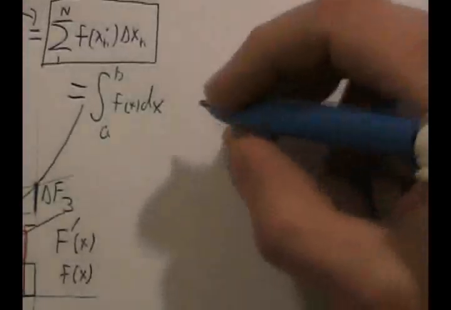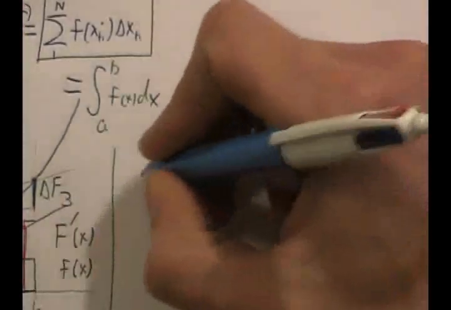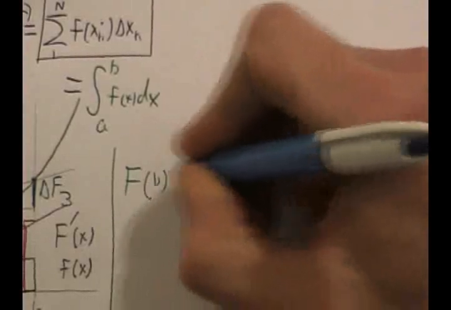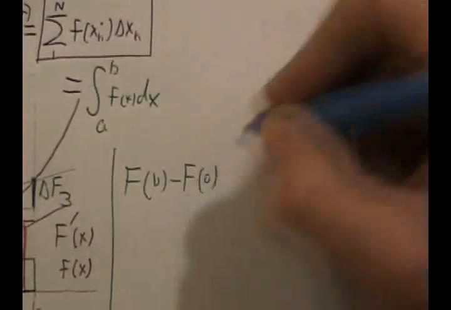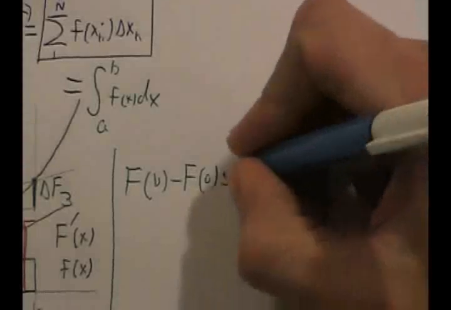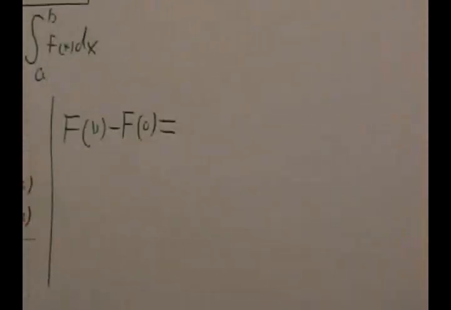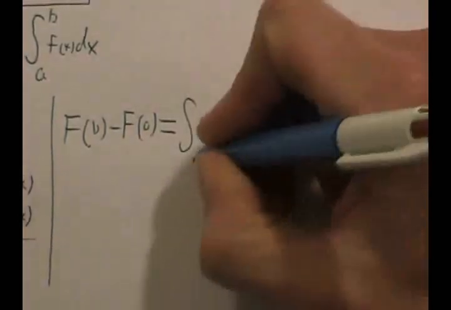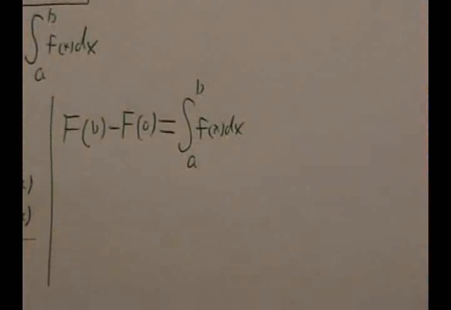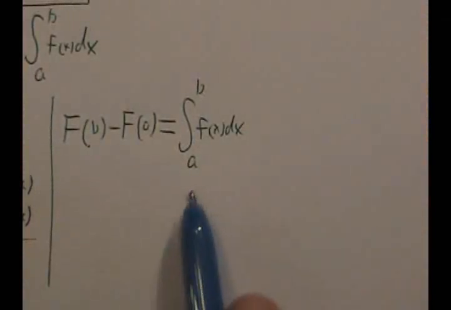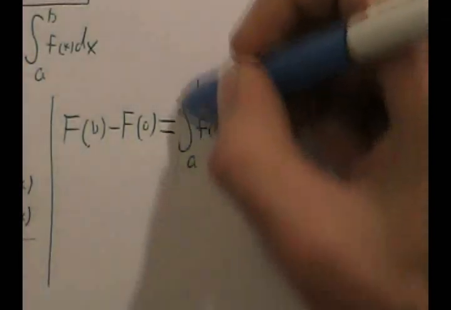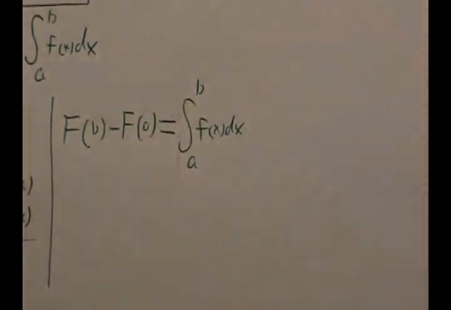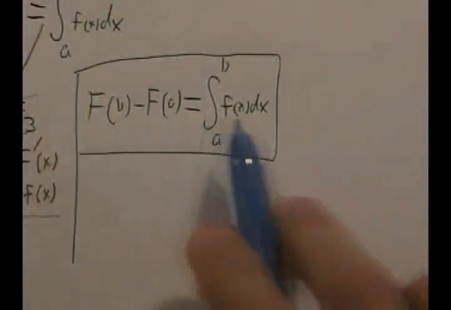So let me just write that down. After taking the limit, we arrive at the conclusion that big F of b minus big F of a, the change in the antiderivative, the total change, equals what you would get from the integral of f of x dx from a to b, equals what you would get if you could add up all these rectangles forever and ever and ever. So one more time, this is really the statement. This is the restatement of the link between antiderivatives and area.